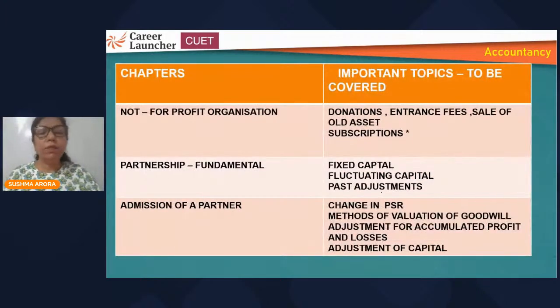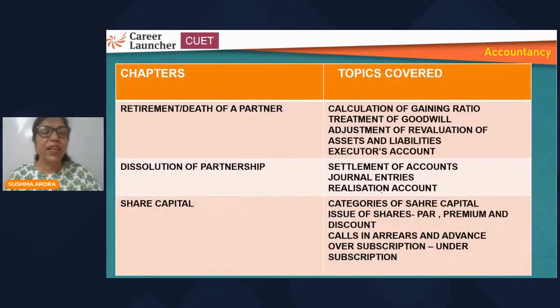Now, the important topics which you have to do for this preparation: donation questions, subscriptions, entrance fee. In partnership, fixed and fluctuating capital, past adjustment and guarantee. In admission, change in PSR, goodwill, adjustment, and capital adjustment. In retirement, calculation of gaining ratio is very important, as well as treatment of goodwill. In death, profit and loss suspense account, and executor's account with revaluation. In dissolution, settlement of account, journal entries, realization account.